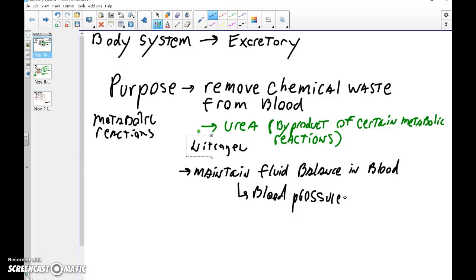And so it's very important that your kidneys, and your large intestine as well, work together to make sure that you have enough fluid in the parts of your body that require fluid. All right? So those are the main purposes of the excretory system.